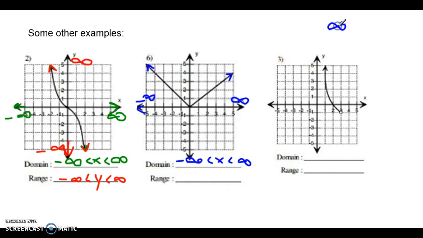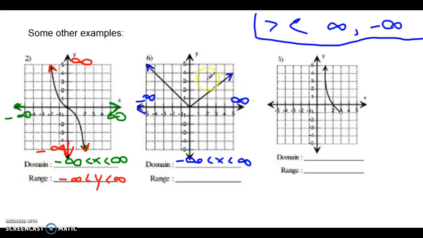Whenever we have infinity or negative infinity, we always use a less than symbol or a greater than symbol. Just write that over there, just to keep it up there. That's important. All right, so next we have our range.